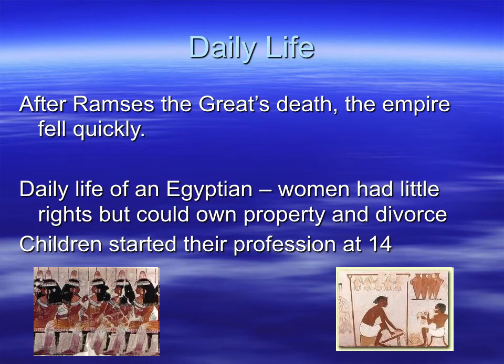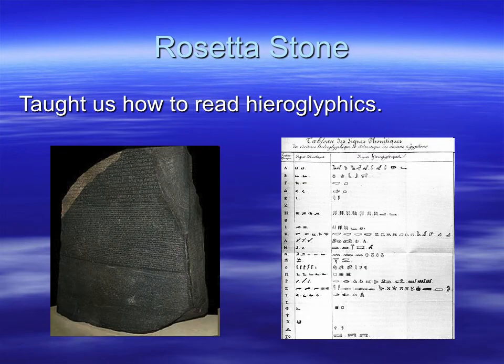Daily life of the Egyptians: women had the right to own property and divorce, and children started their profession at age 14. The Rosetta Stone, one of the most important artifacts in history, taught us to read hieroglyphics. It had three parts in different languages. Two parts were Greek, one part was hieroglyphics. We did not know how to read hieroglyphics at the time. We read the first two and realized that it was saying the same thing in Greek, and some hieroglyphics that they did know, they could piece together and realize that this could be the key for us to decipher hieroglyphics.